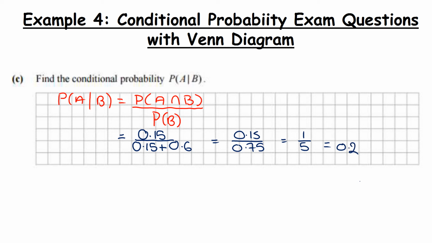So just be really careful with the Venn diagram questions that when you do the probability of A or the probability of B, that you are taking the whole of A and the whole of B.